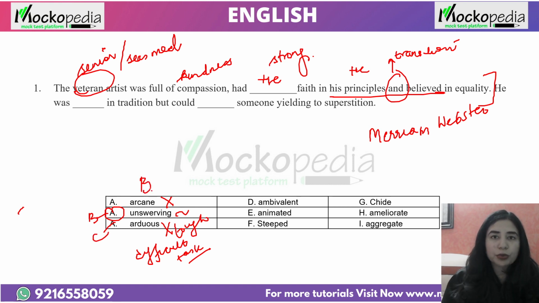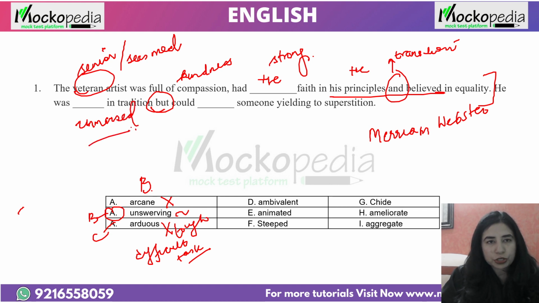Now what are we going to do? We are going to repeat the process for the rest of the blanks. He was dash in tradition but could dash someone yielding to superstition. So are you able to understand that there is "but"? So this is taking the discussion in the opposite direction. So he's saying he was dash in tradition. So he's already showing that he had strong faith and believed in equality. So he was into tradition, or he was immersed in tradition, or he believed strongly in tradition, right?